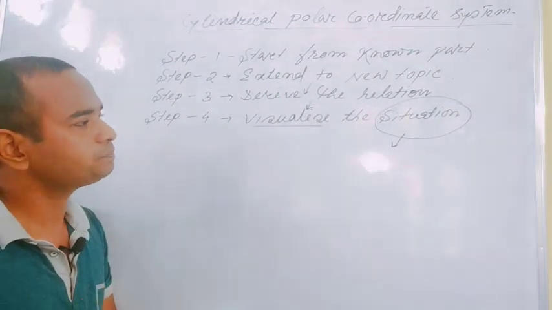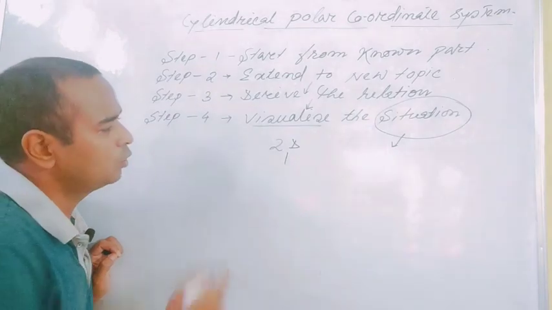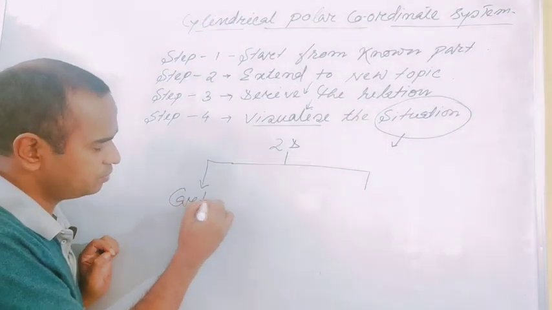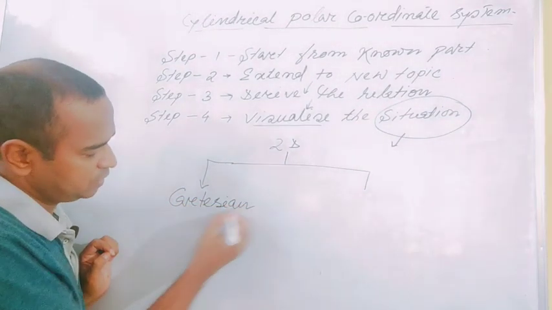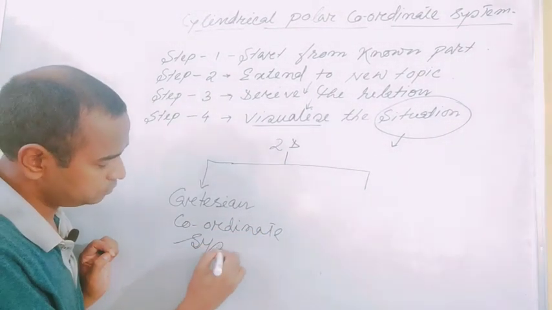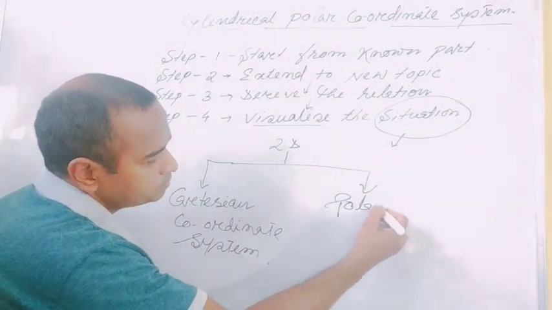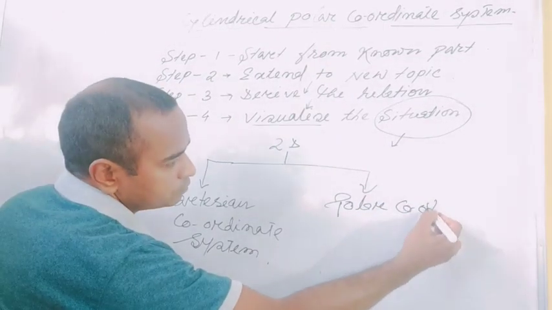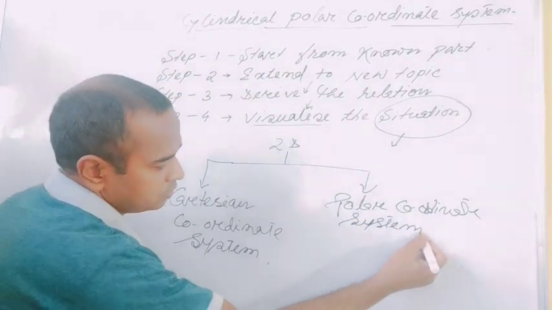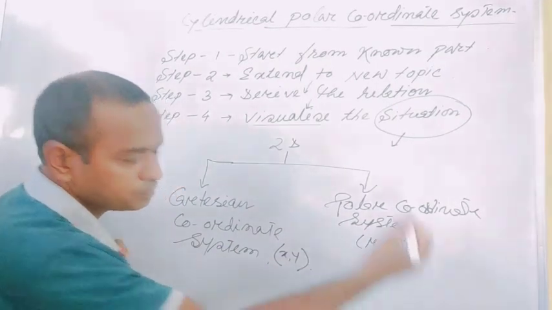and you will feel comfortable with that subject. Now here, you know at least the two-dimensional coordinate systems. What are the two-dimensional coordinate systems? One is your Cartesian coordinate system, which you are familiar with, and another is your polar coordinate system. So this we write as x, y, and this we write as r, theta.